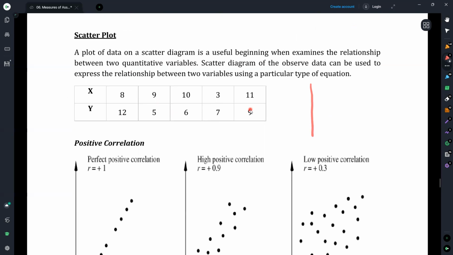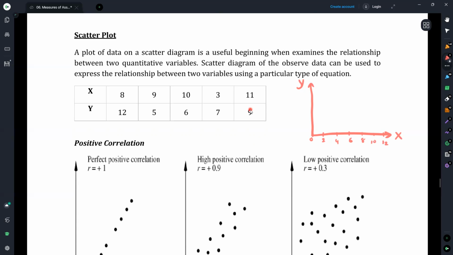First, we need to mark the x-axis and the y-axis. Generally, we take the horizontal axis as the x-axis and the vertical axis as the y-axis. You need to use an appropriate scale for the x and y axes. Here we can see the largest value is 11 and the smallest value is 3. Therefore, I can start from 0, then have the values 2, 4, 6, 8, 10, and 12.